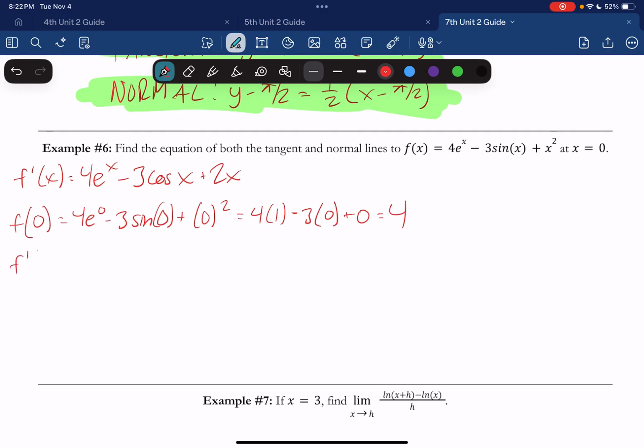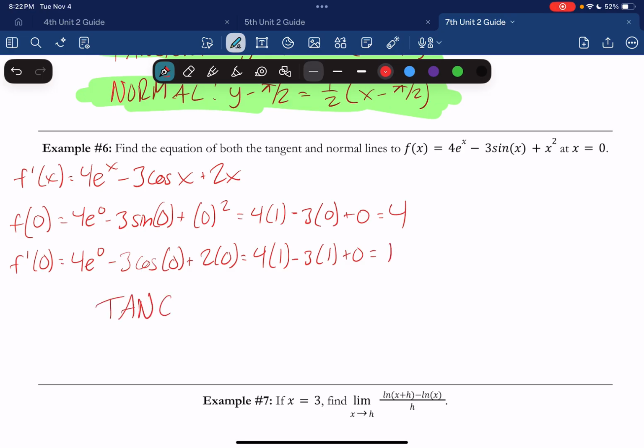And I also need to evaluate my derivative, so f prime of 0. So I get 4e to the 0 minus 3 times the cosine of 0 plus 2 times 0. So again, we know e to the 0 is 1. The cosine of 0 is 1, so minus 3 times 1 plus 0. And I simplify that, that gets me 4 minus 3, which is 1.